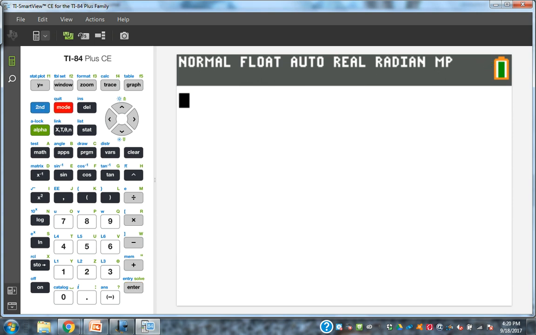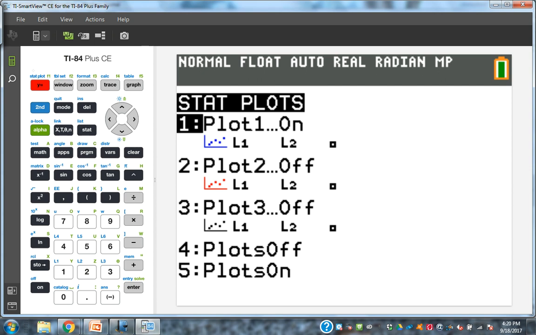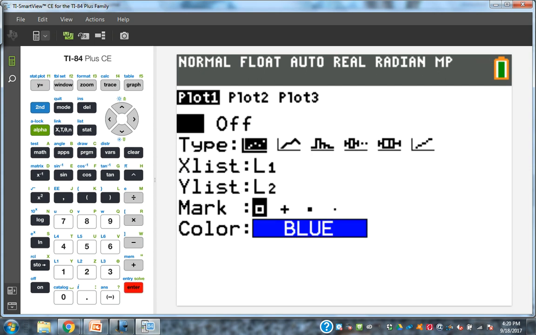Second Quit. And then how do we get it to plot that? Second Y equals. Make sure a Stat Plot's on. Make sure it's set everything the right way. It shouldn't have changed any. And then what?